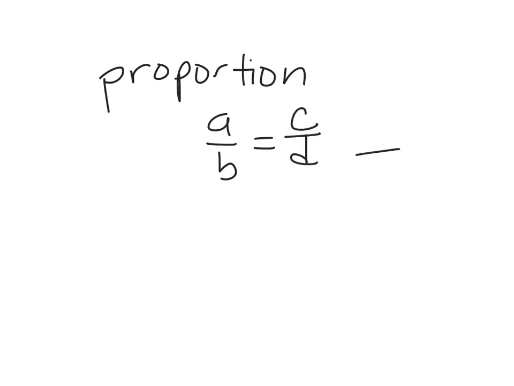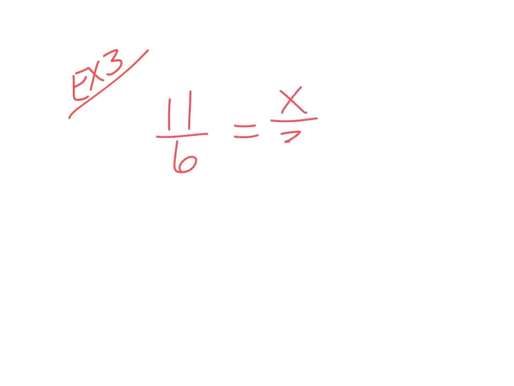Okay? And in this case, you see it says that the denominators cannot be 0. So let's do example 2. I'm sorry, Mr. Johnson is barking next door, and I can hear it. So we're going to solve the proportion. We have 11 over 6 equals x over 30.